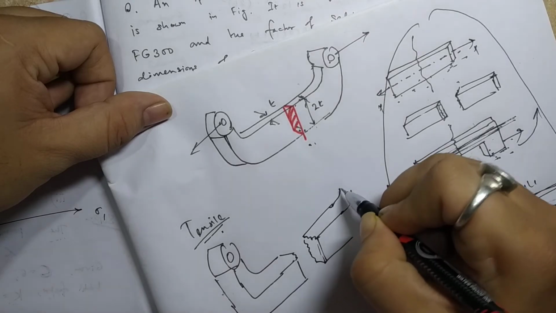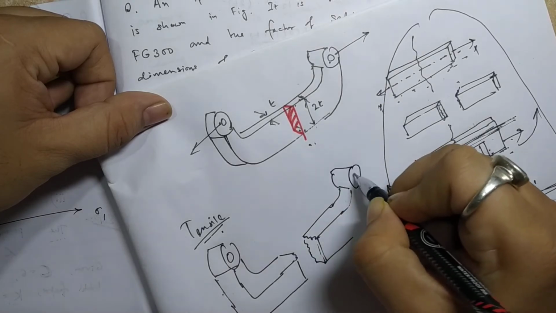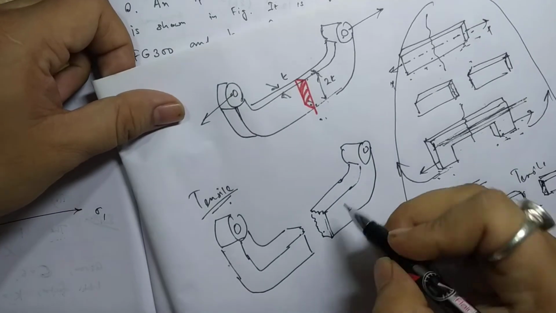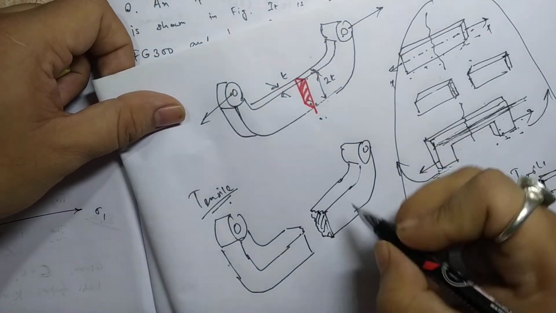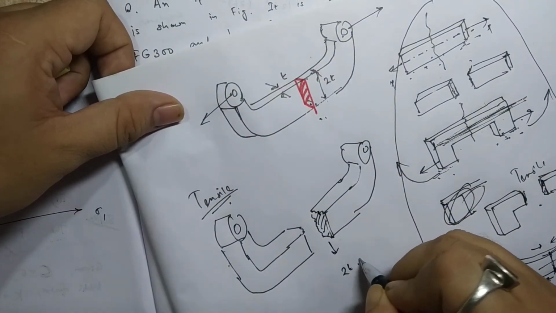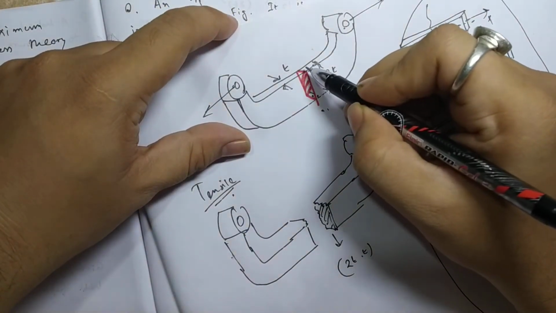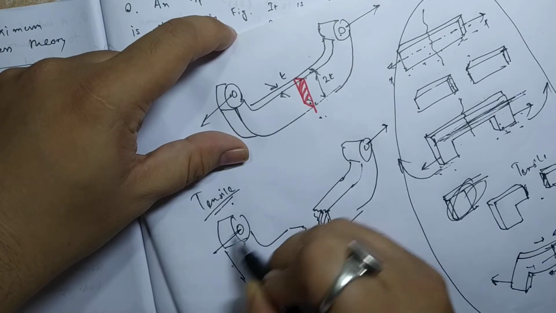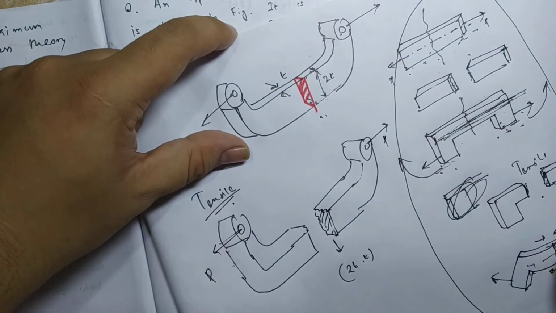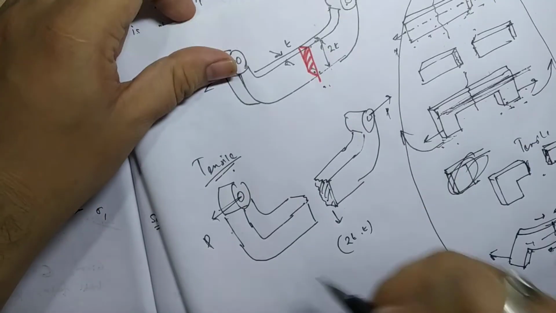So this can break it here, isn't it? This is the failure area now. Okay, this area is nothing but 2t into t. You agree? Because this is twice t and this is t. So these are the forces that we are applying, P and P. Okay, fine. So this is your tensile failure.